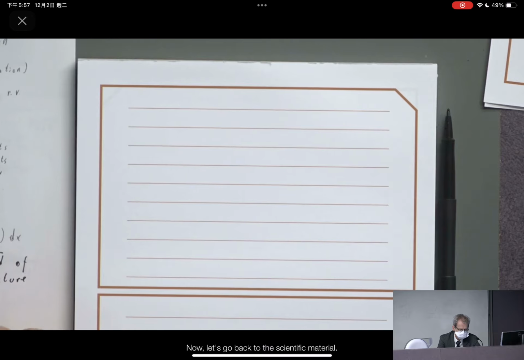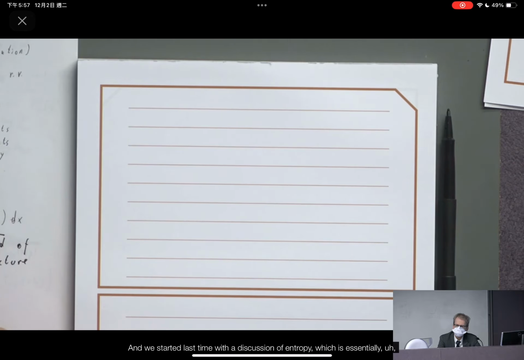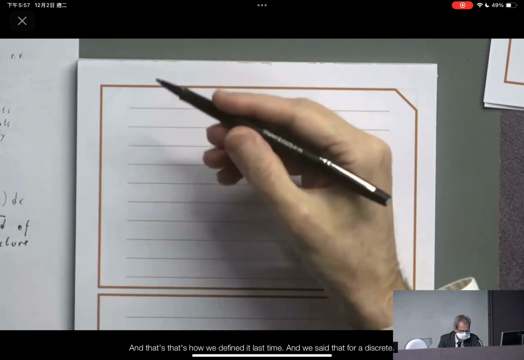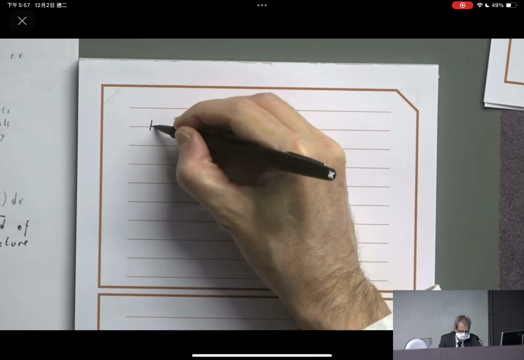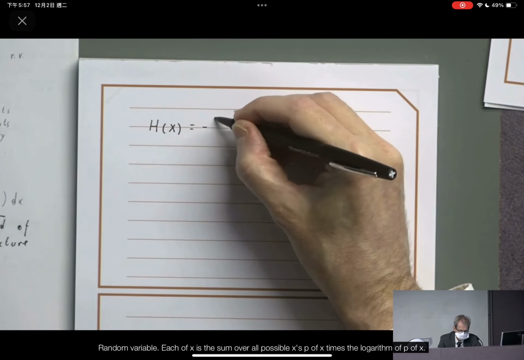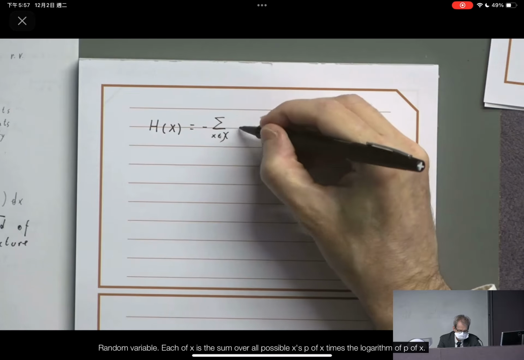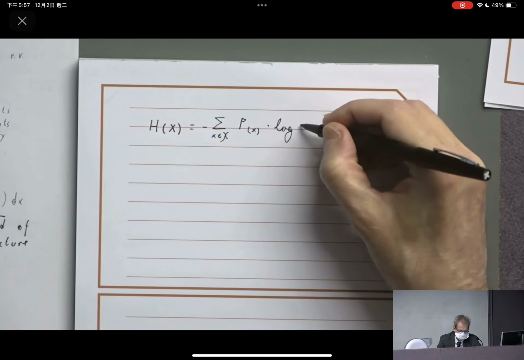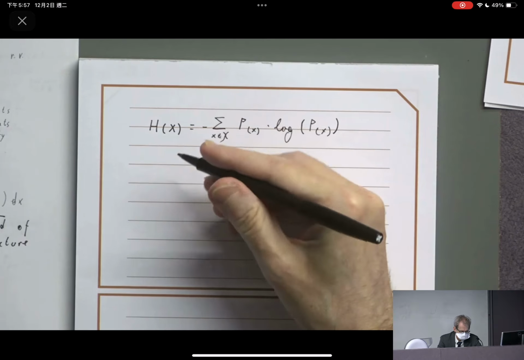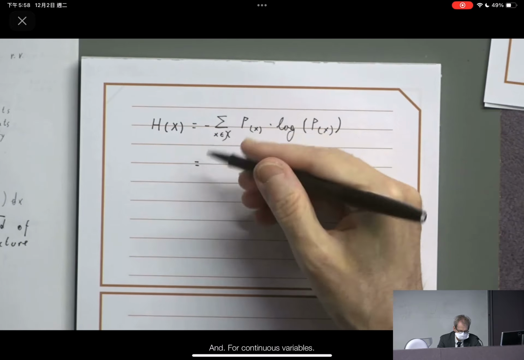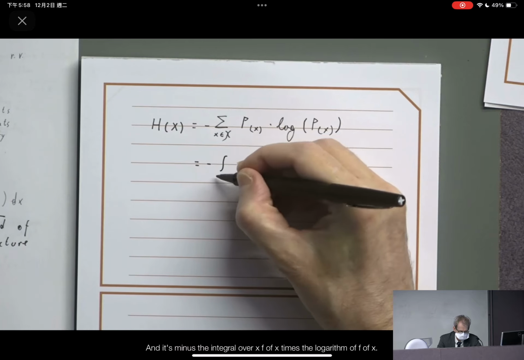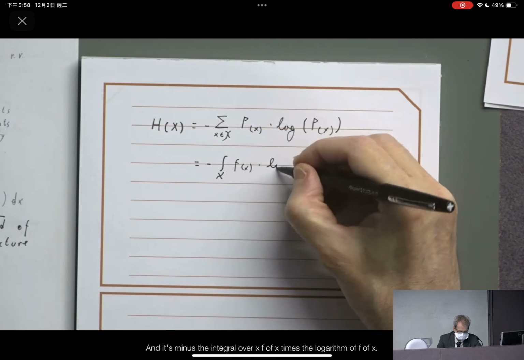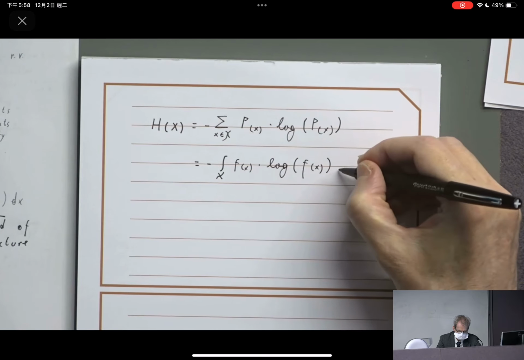Now let's go back to the scientific material, and we started last time with a discussion of entropy, which is essentially a measure for the average level of uncertainty of information that we have in the outcomes of a random variable. And that's how we defined it last time. For a discrete random variable, H(X) is minus the sum over all possible x of p(x) times the logarithm of p(x). And for continuous variables, it's called the differential entropy, and it's minus the integral over x of f(x) times the logarithm of f(x) dx.